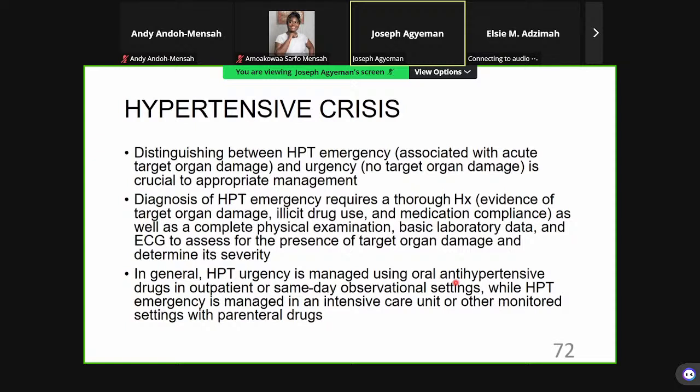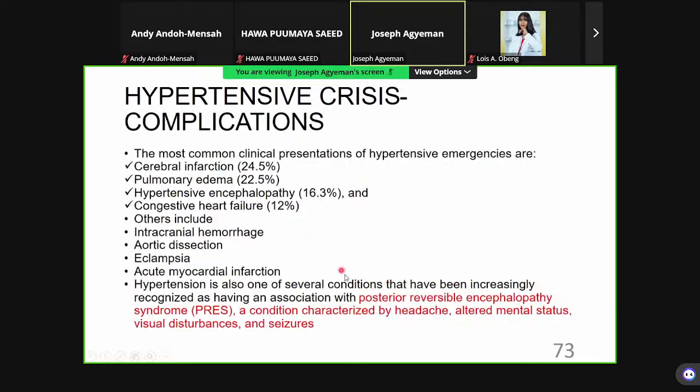So your target, if it's an emergency, is to reduce the mean arterial pressure by 10% in the first hour, and in the next 2 to 3 hours, reduce it by the remaining 15% using IV antihypertensives. If it is the urgency type, then you use conventional oral antihypertensives. You reduce the BP by 25% over a day, that is 24 hours. So these are some of the common target organs that can be damaged, and the possibilities.